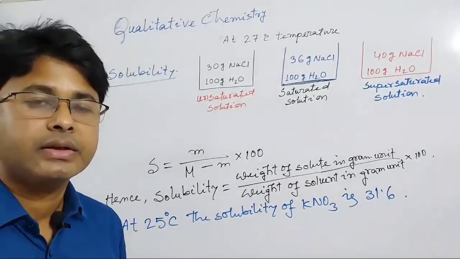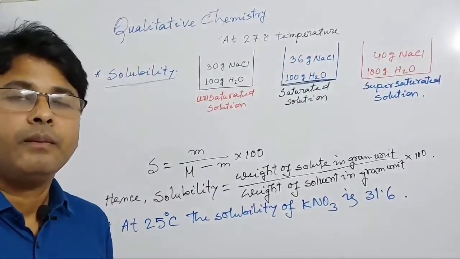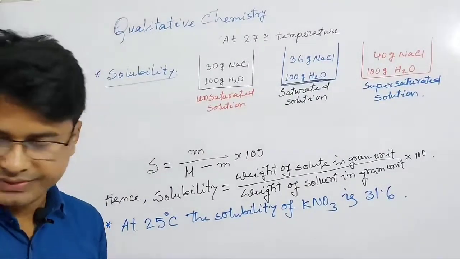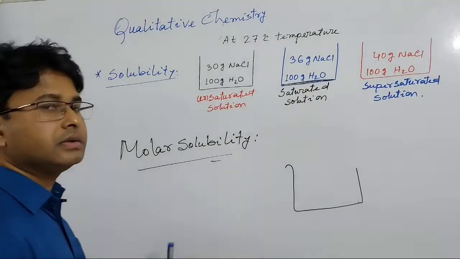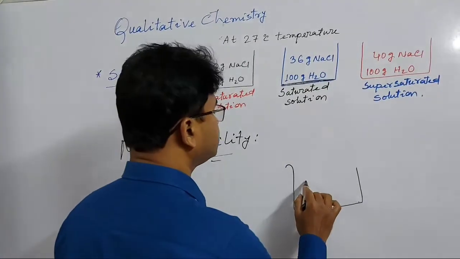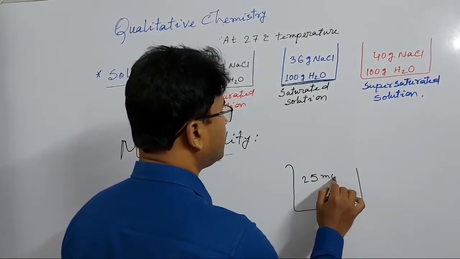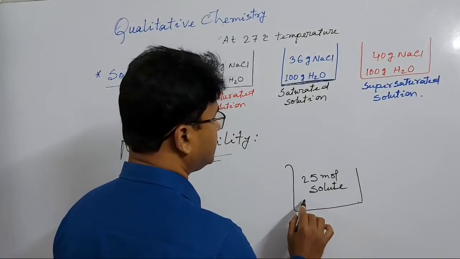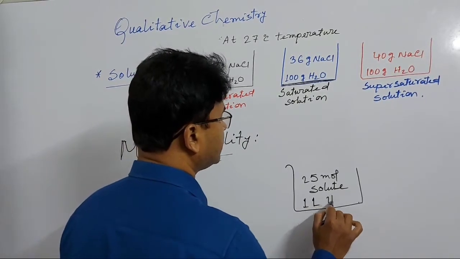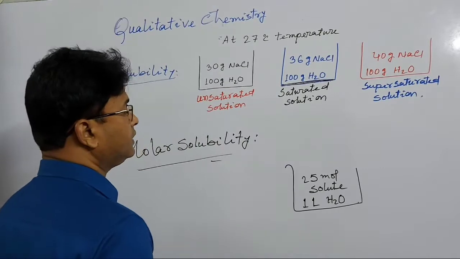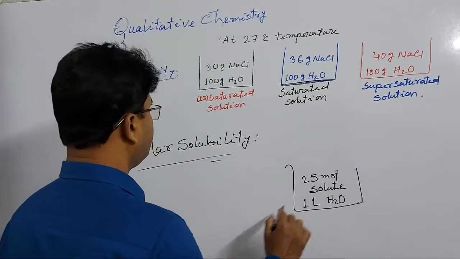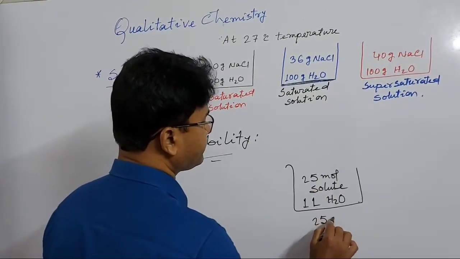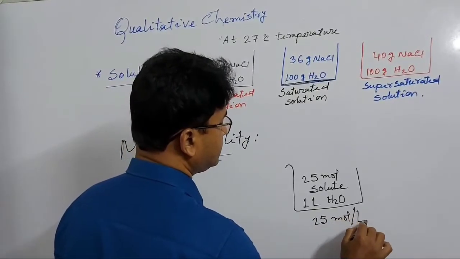Solubility is also calculated in mole per liter unit. In that case, it is known as molar solubility. Suppose at definite temperature 25 mole of solute is dissolved in 1 liter water. So, this is the molar solubility of this solute, and the solubility is 25 mole per liter.